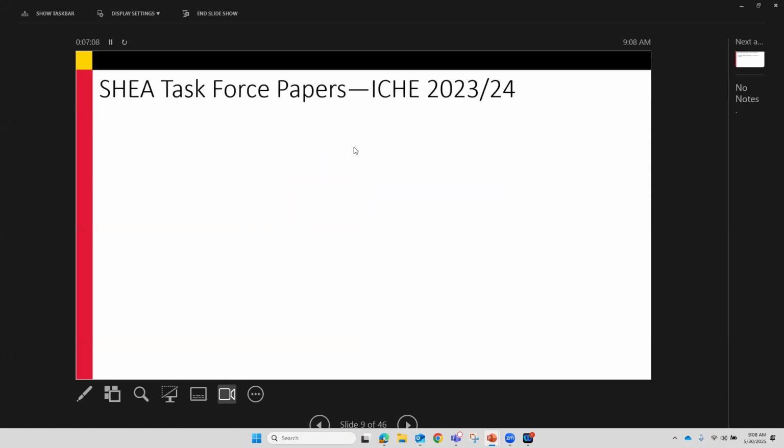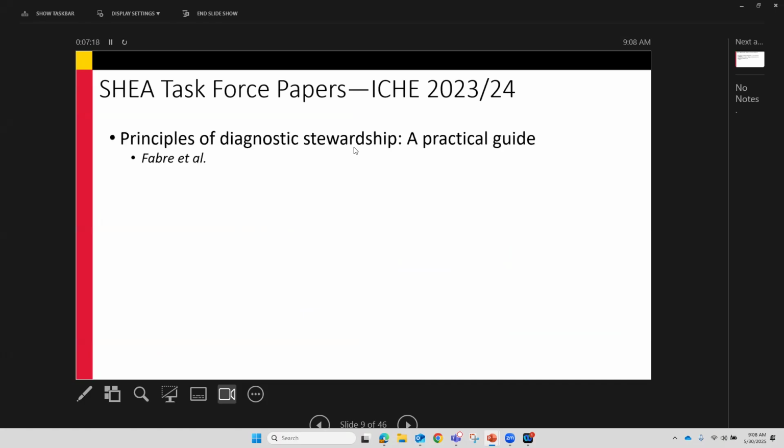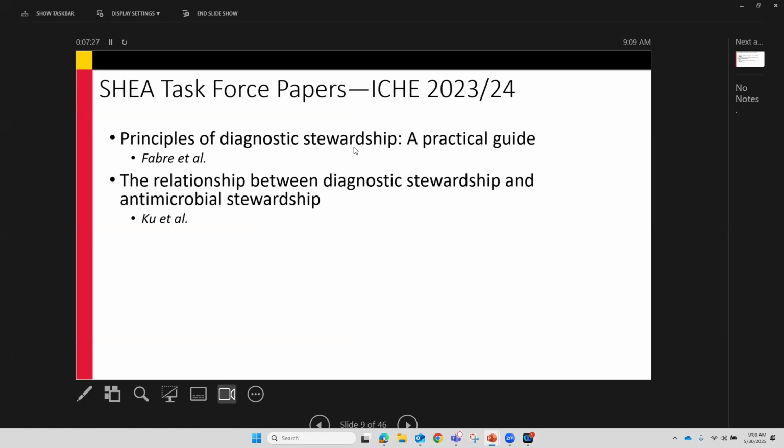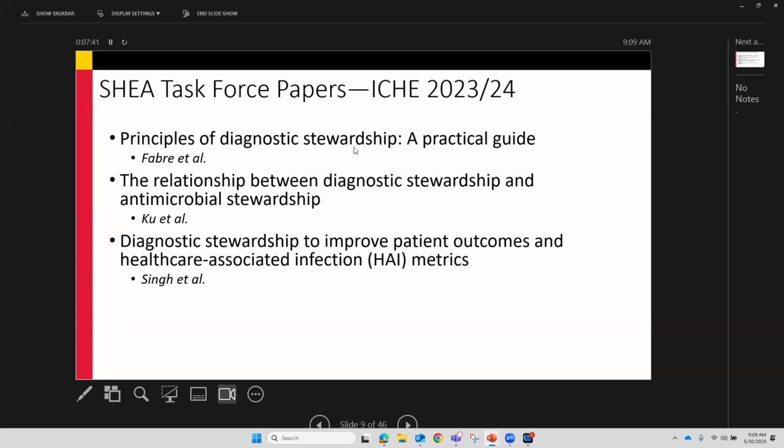So these are the SHEA task force papers I mentioned. They are in Infection Control and Hospital Epidemiology, but they are open access on the SHEA website. And so the first one I think is the most general, Principles of Diagnostic Stewardship: A Practical Guide, written by Valeria Fabre as first author. The next one is talking about the relationship between diagnostic stewardship and antimicrobial stewardship, that often it's the same people doing these, and they often have the same goals, but there's some differences in how they achieve those goals.